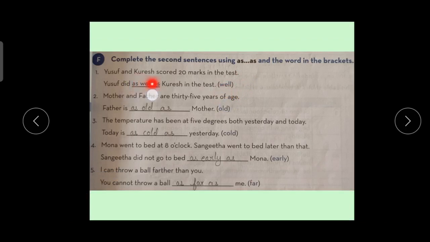Yusuf and Quresh scored 20 marks in the test. We will use as to form the other sentence. Yusuf did as well as Quresh in the test. Mother and father are 35 years of age. Father is as old as mother. The temperature has been at 5 degrees both yesterday and today. Sentence will be, today is as cold as yesterday.